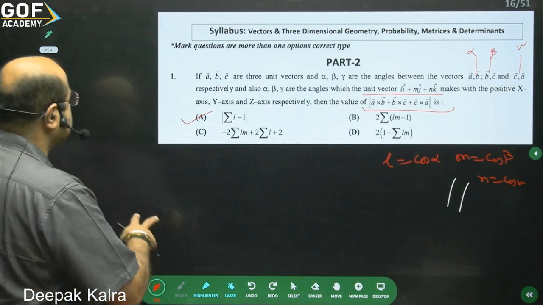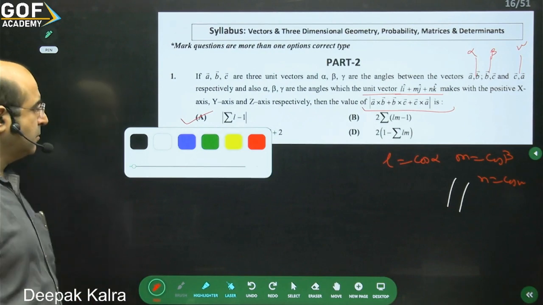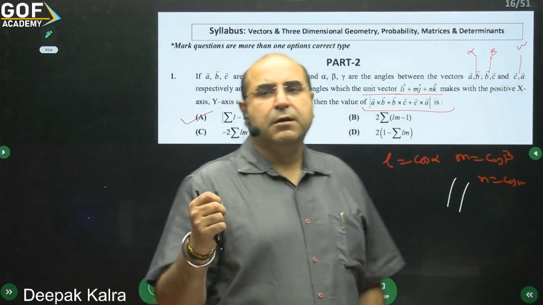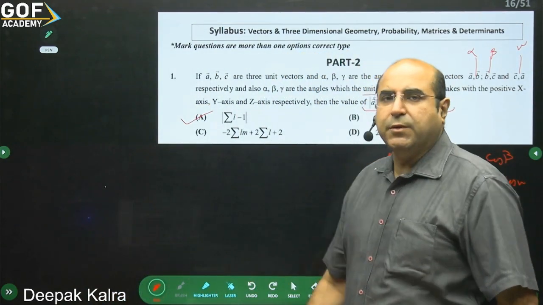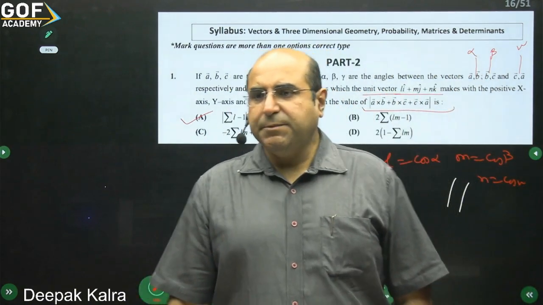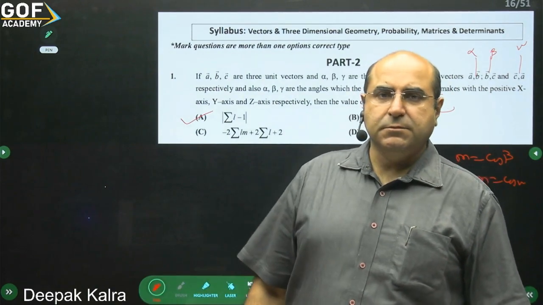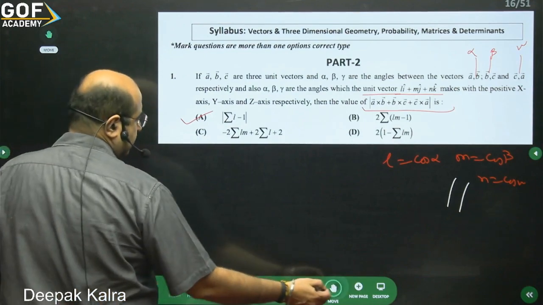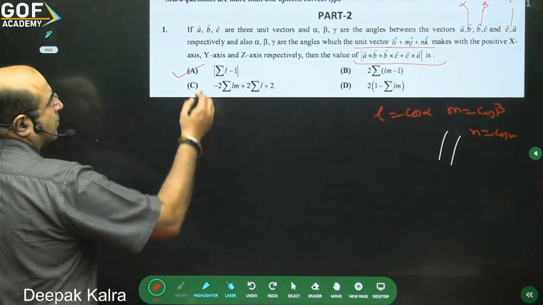How to get this? Have you done it or shall I do it? What do you say? Have you done it or shall I do it? No answer? Are you listening, beta? Shall I do it or you have done it? Understand then?